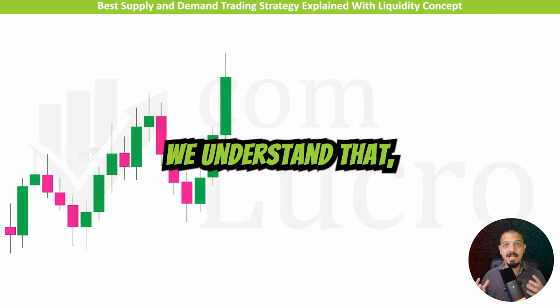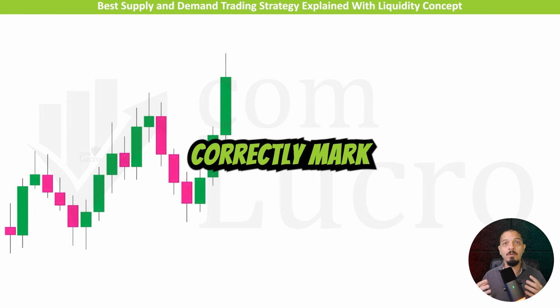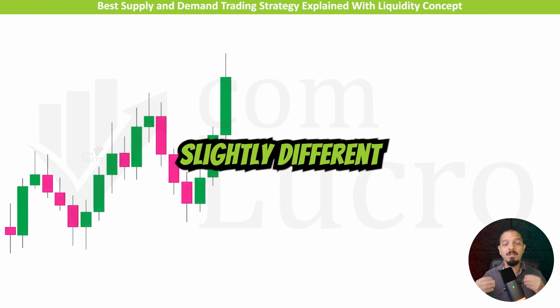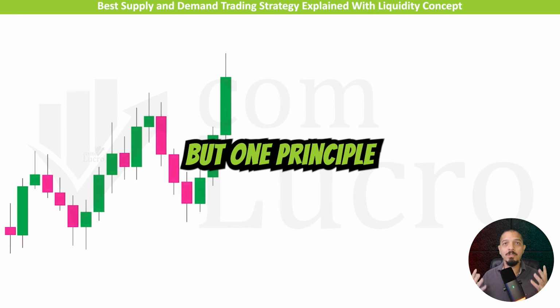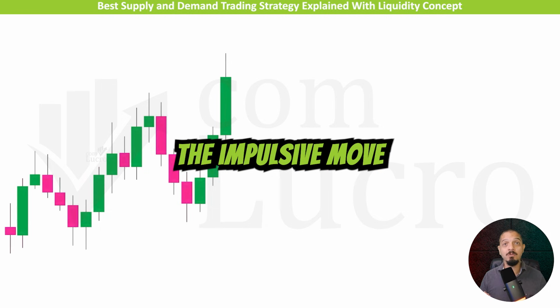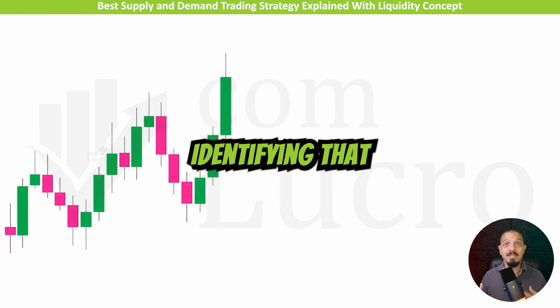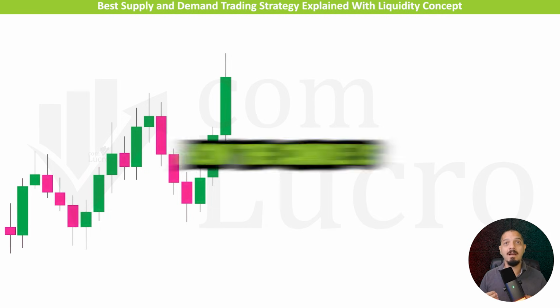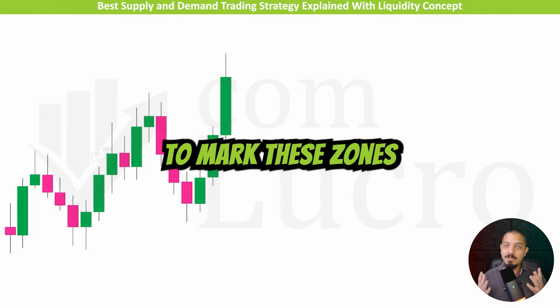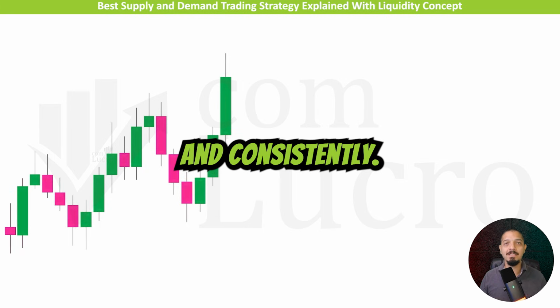Now that we understand that, the next question is how to correctly mark the supply and demand zone on the chart. Traders may use slightly different techniques, but one principle remains the same. We focus on the area where the impulsive move actually began. Identifying that starting point depends on how the candle is formed. So let us walk through a few common ways to mark these zones clearly and consistently.